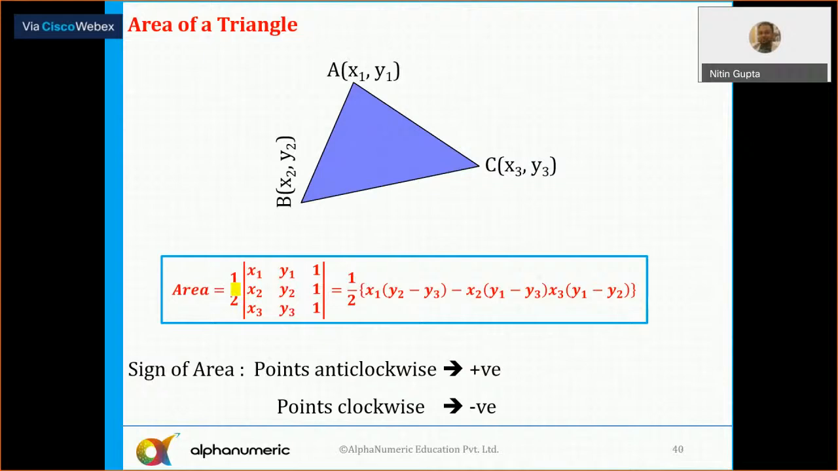A lot of questions have been asked on the area of a triangle with this coordinate geometry here.